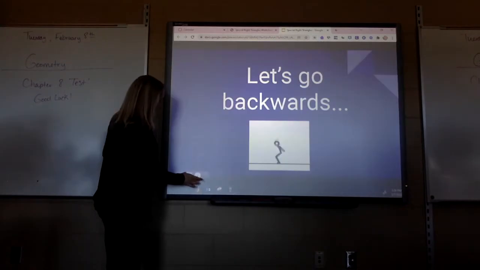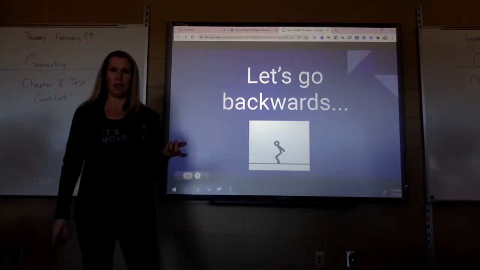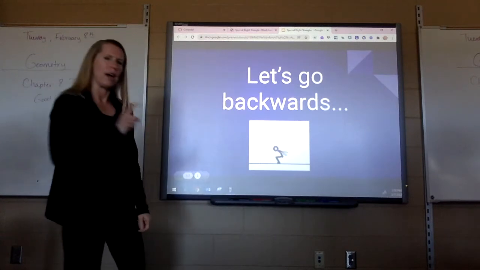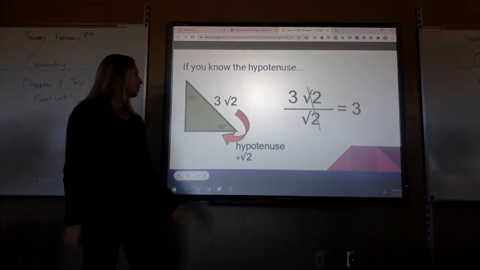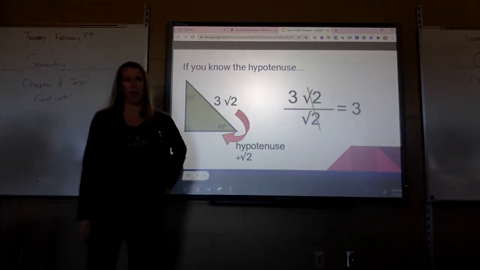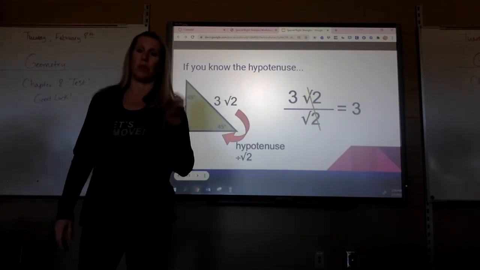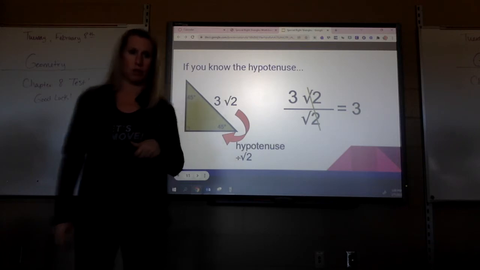But what if we got to go backwards? What, do you like my little back flippy guy? What if we know the hypotenuse? So say you know the hypotenuse. In order to go backwards, instead of multiplying by radical 2, you would need to divide by radical 2.